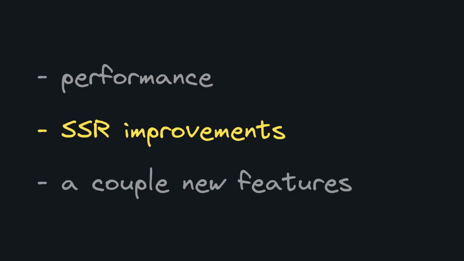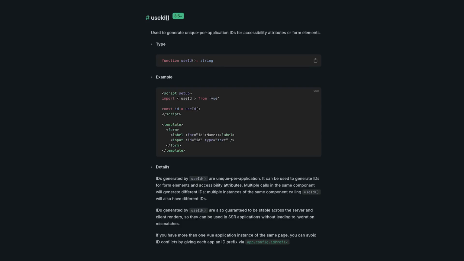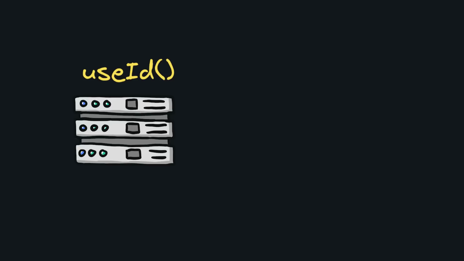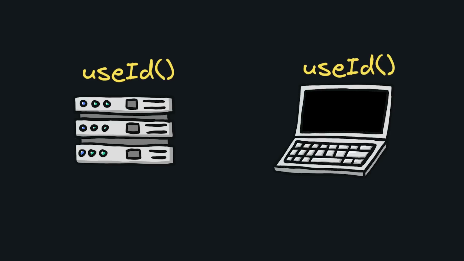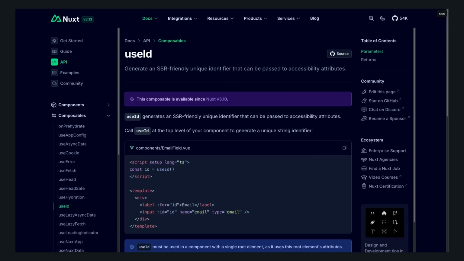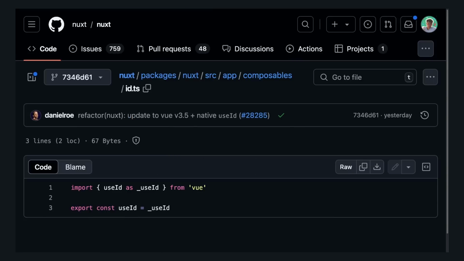There's a few SSR features, like the new useId composable, that guarantees you have the same value across the server and the client to prevent hydration errors. It's basically the Nuxt useId composable that's been around since 3.10, but after these changes, Nuxt actually refactored their composable to just use this under the hood.